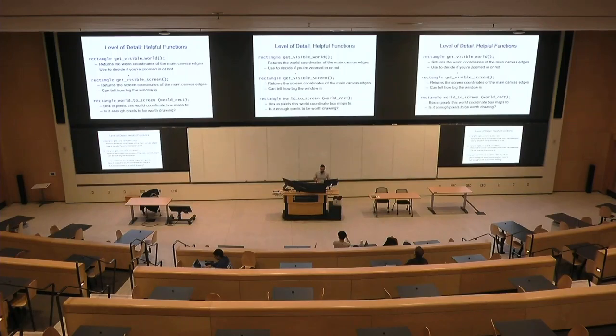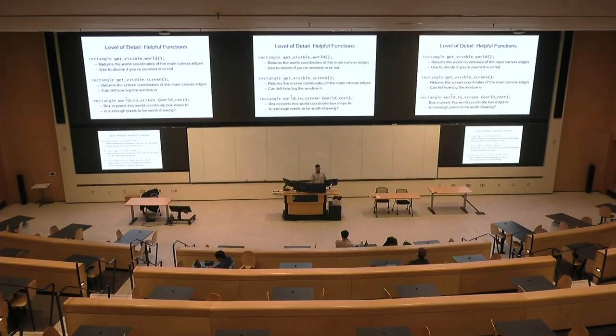Another method is to get the visible screen. Okay, so notice the difference. Here it says get visible world. Here it says get visible screen. When we say screen, we always mean pixels, okay? So if you're working on the same screen over and over, like the actual monitor, I think this will return the same coordinates always, because it's always showing the number of pixels, the pixel size of the screen.